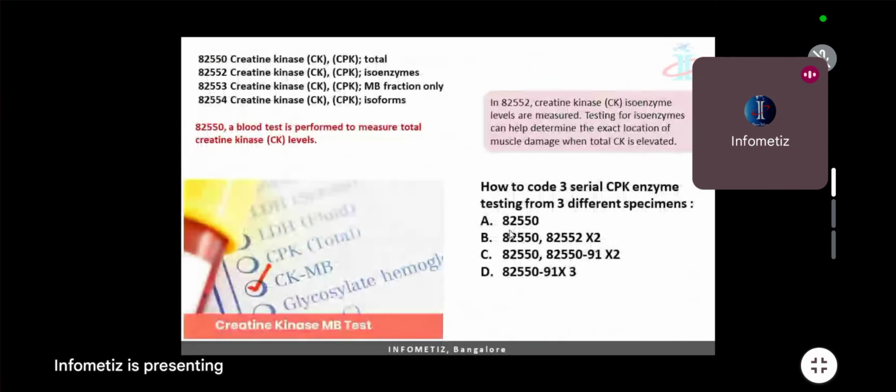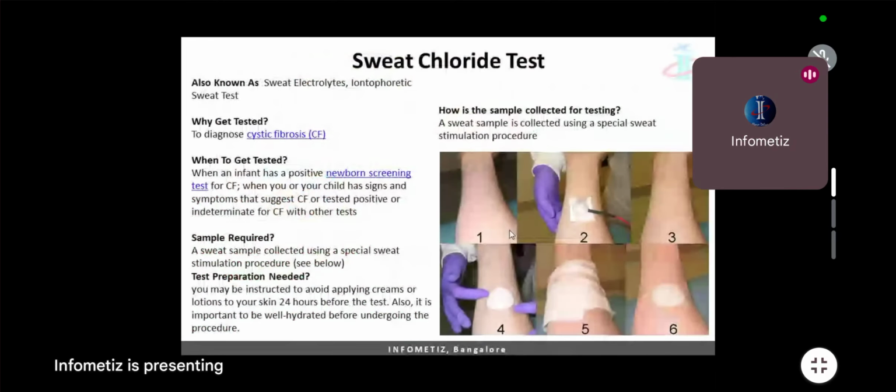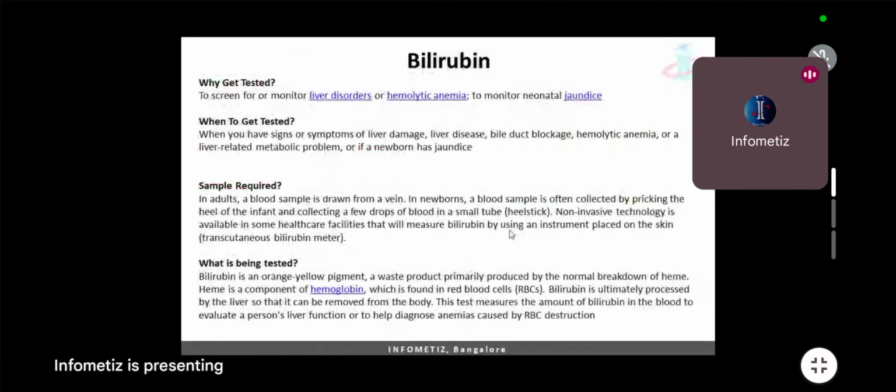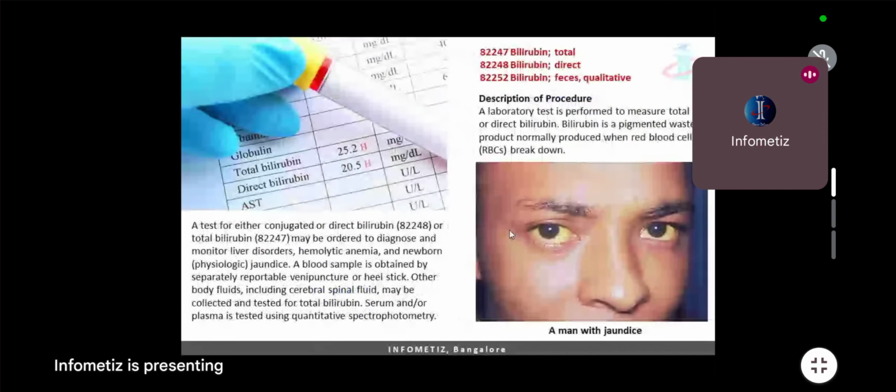Next thing, 82550 CK CPK total, 82552 CK CPK isoenzyme, 82553 CK CPK MB fraction, 82554 CK CPK isoenzyme. CK CPK, creatine kinase, and CPK, what is it? Phosphokinase. Okay, these are some enzymes. That would be a direct code, but still we will go through it. So tomorrow we are going to finish this chapter as well as complete. We'll go with the medicine discussion and question paper discussion.